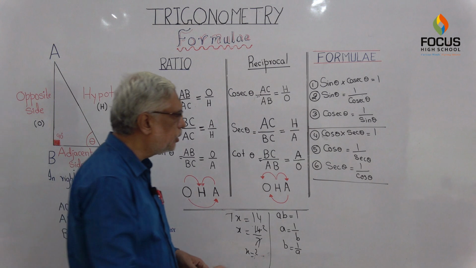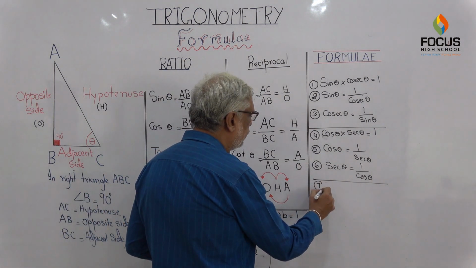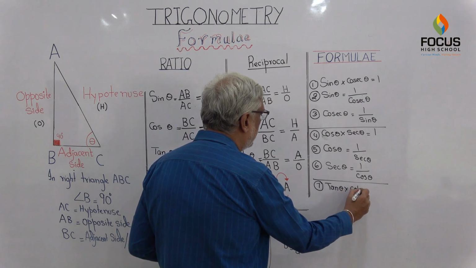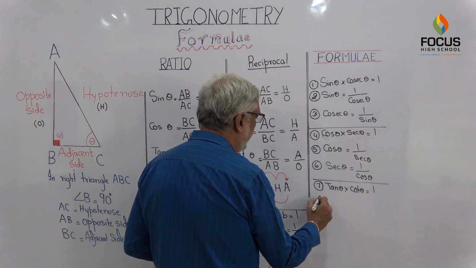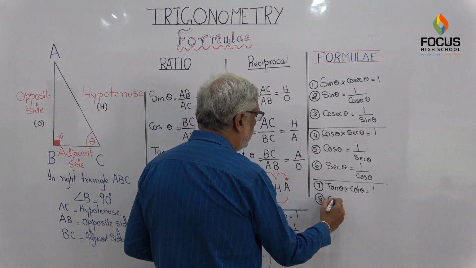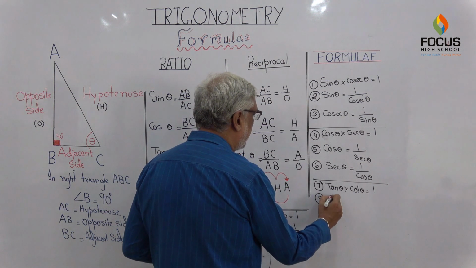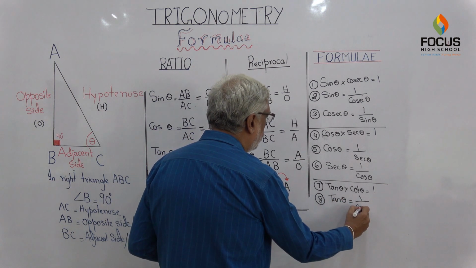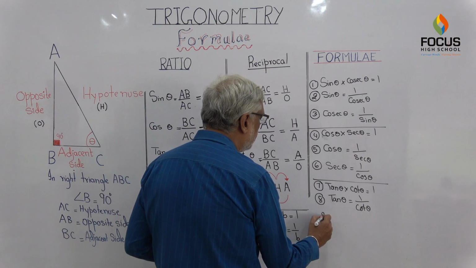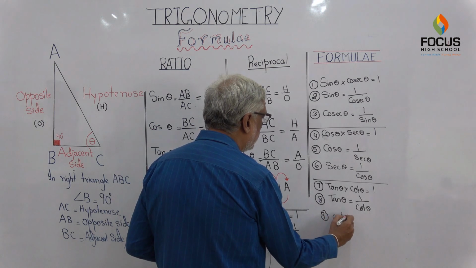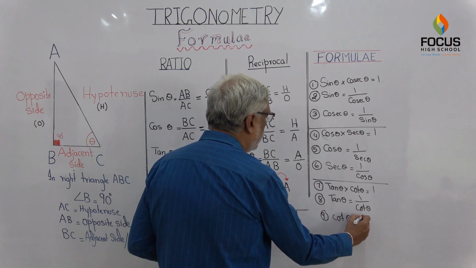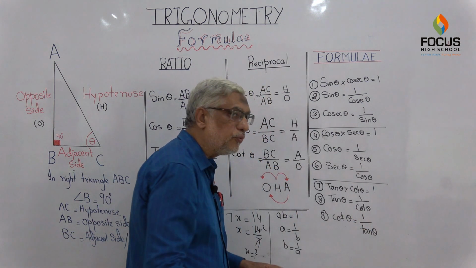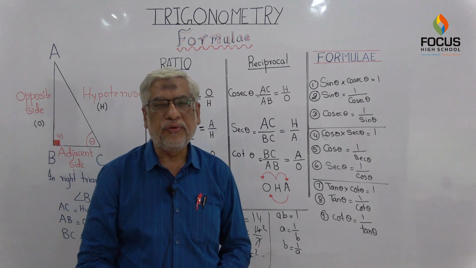It will be 1. So, next is the seventh one: tan theta into cot theta is 1. So the eighth formula: tan theta will be 1 upon cot theta, and cot theta will be, can you tell me? Yes, you are right, it is 1 upon tan theta. Right, done. 9 formulas are done and we have learned them.